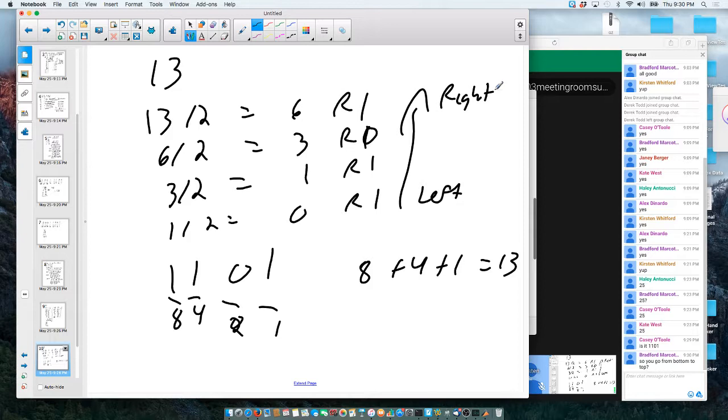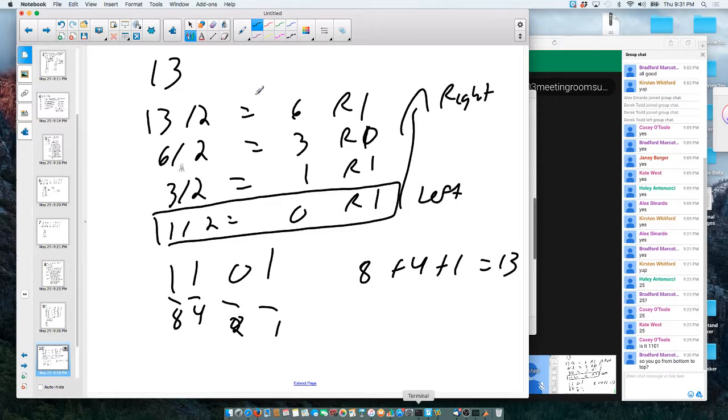The reason why you go from bottom to top is your last thing is always going to be 1 divided by 2 is 0, remainder 1. And that's how it stops. And so you'll always have the 1 on the left, and that's the first one you need to start the number. All right, so that's the algorithm that the book wants you to use. That's the algorithm that always works.